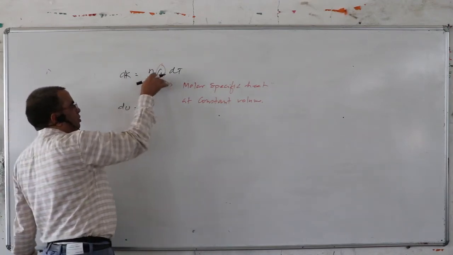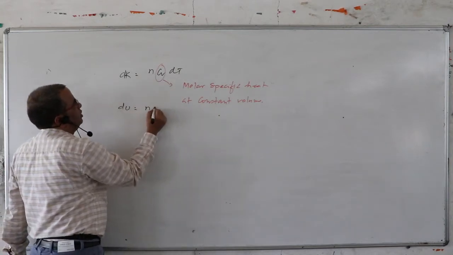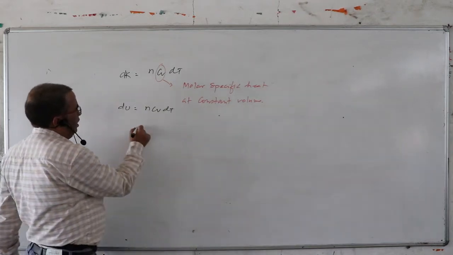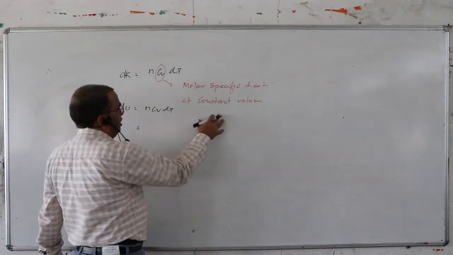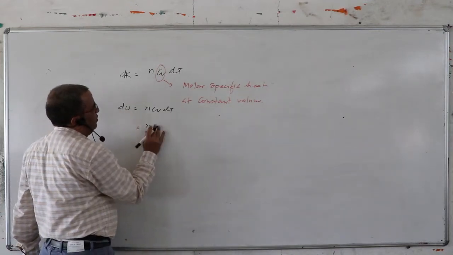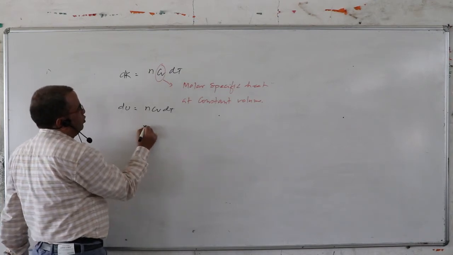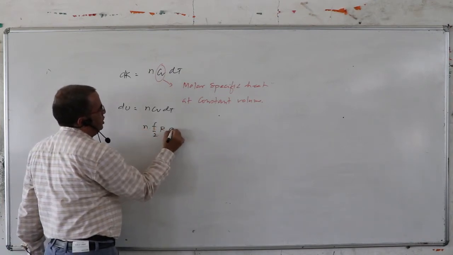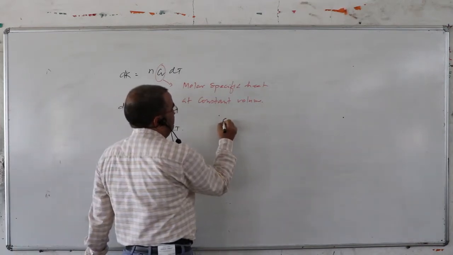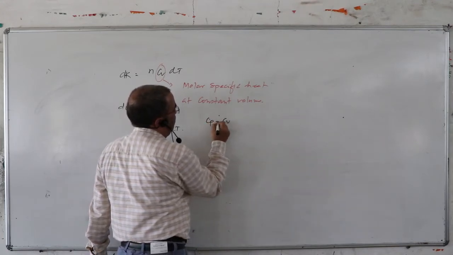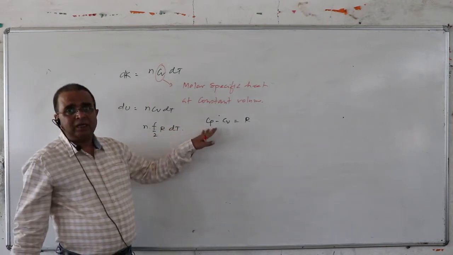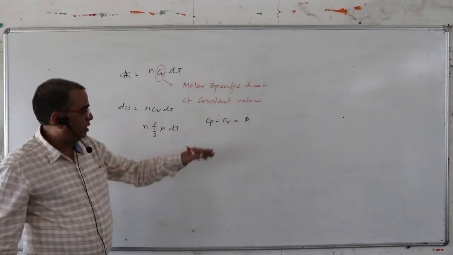So we can now get a formula: dU is equal to n Cv dT. Keep this in mind, as certain questions ask this, and Cv is F by 2 R. One more thing they ask: Cp minus Cv is equal to R. Cp is another molar specific heat, but this time at constant pressure. We have learned these relations earlier.